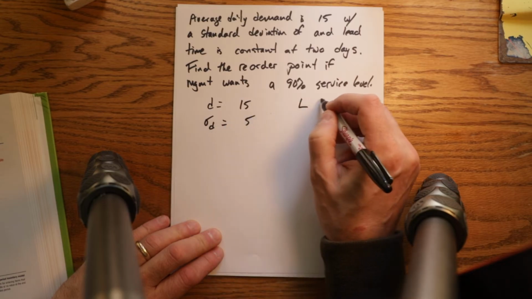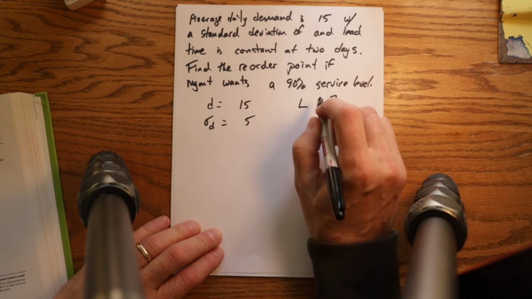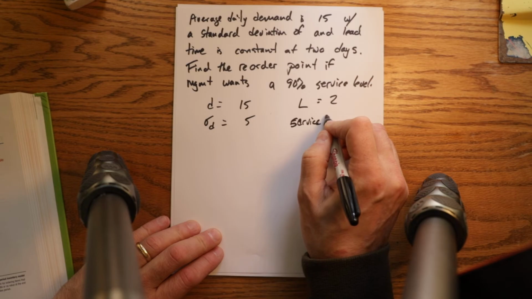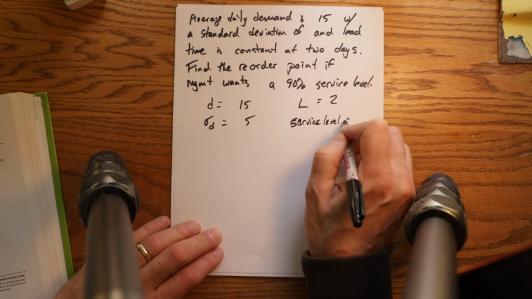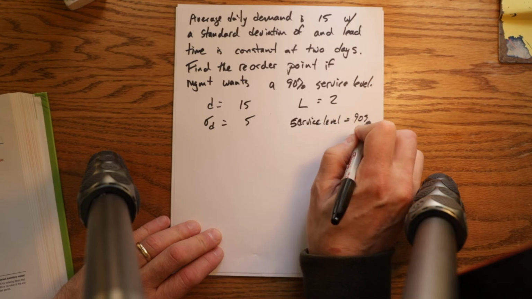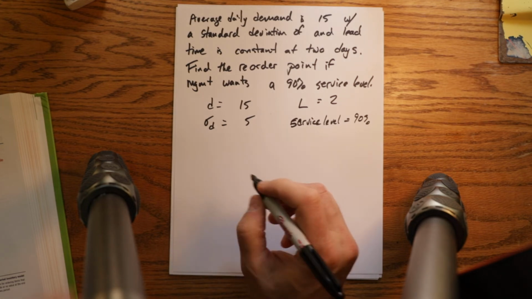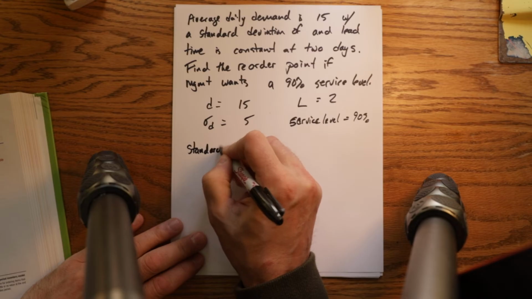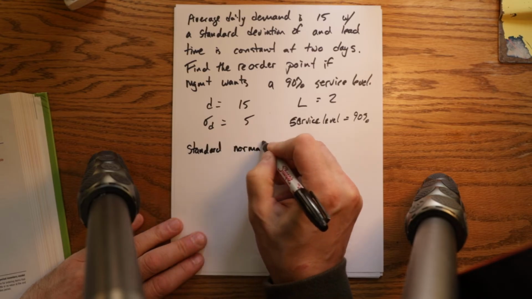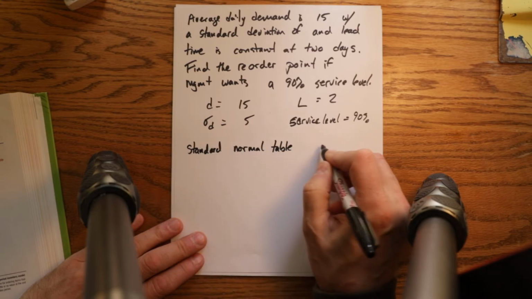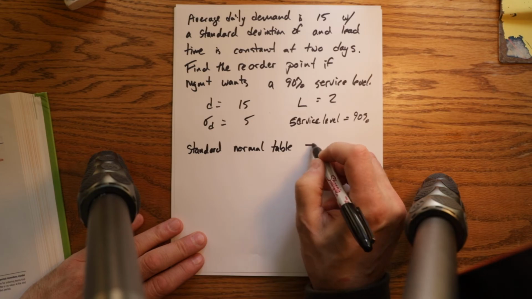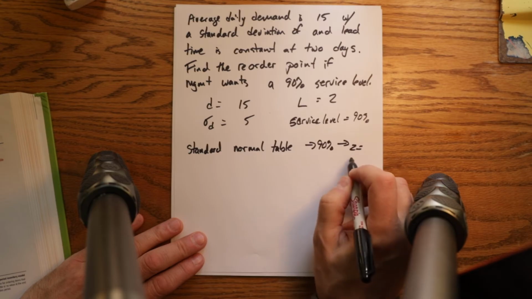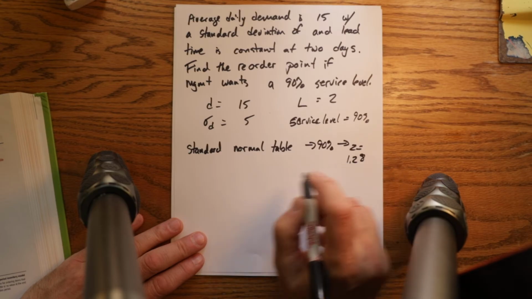We know that L is equal to 2, and we know that the service level is 90%. So what do we have to do? We go to the standard normal table, and for 90%, Z is equal to 1.28.